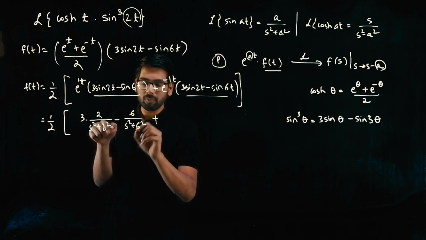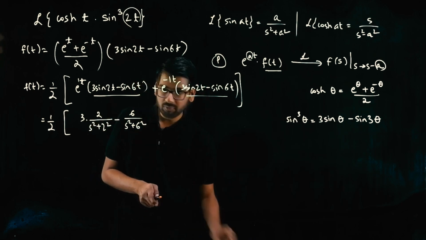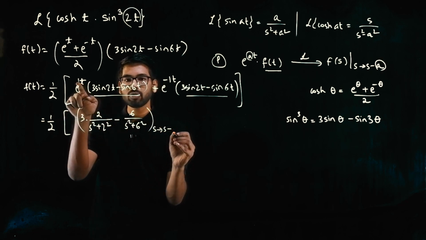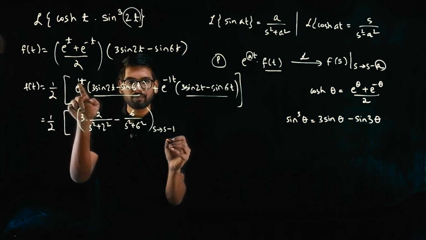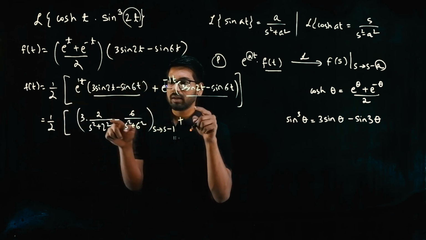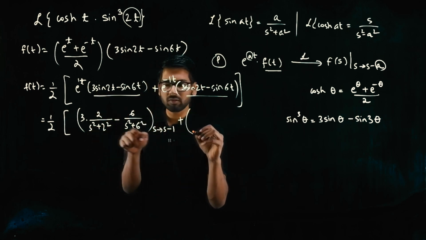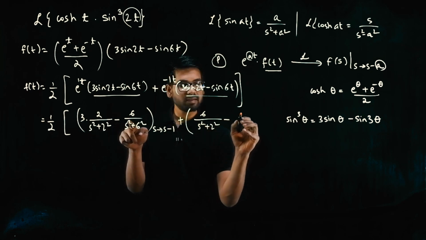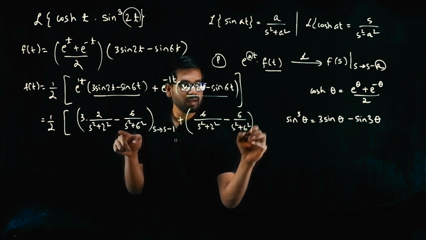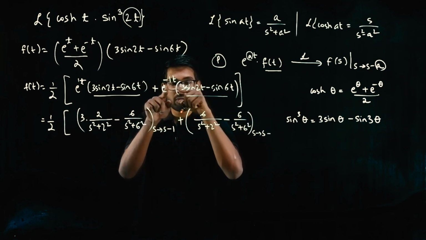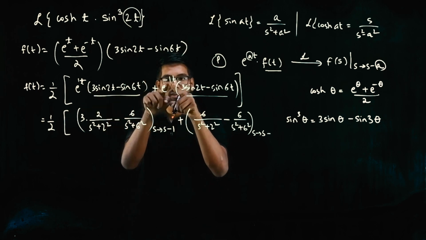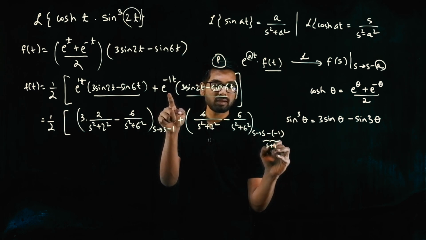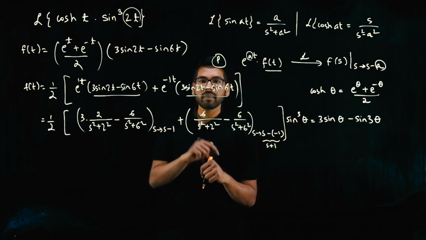Then plus, before writing plus, this is the Laplace transform of f of t. Now in this we have to replace s with s minus whatever the coefficient of t we have here. So that will be 1 here. And then plus again the term is the same as here, so the same Laplace transform will be here also. That will be 3 into 2 is 6 by s square plus 2 square minus 6 by s square plus 6 square, and then replace s with s minus the coefficient of t. Here it is plus 1, here it is minus 1. So replace it with s minus minus 1, which will be s plus 1. Replace s with s plus 1. That will be the Laplace transform.